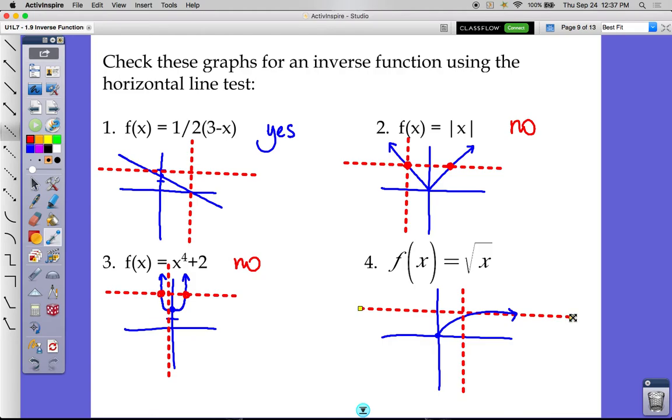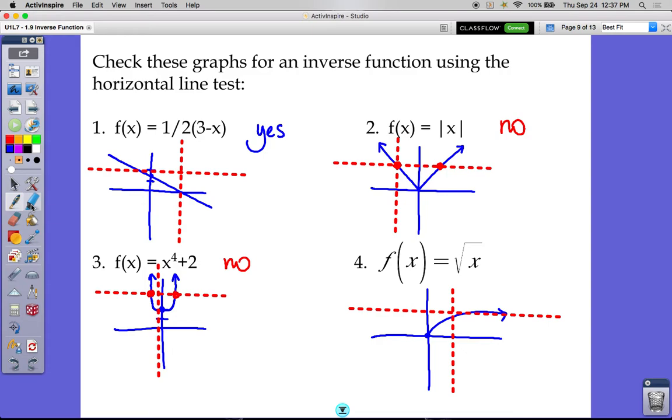Now, I know you're probably thinking, well, no, it's flattened out. It's going to hit the graph more than once, right? No. It's increasing very slowly, but it is in fact increasing. It will not come back onto itself. So yes, this is a function. The inverse will also be a function. All right.